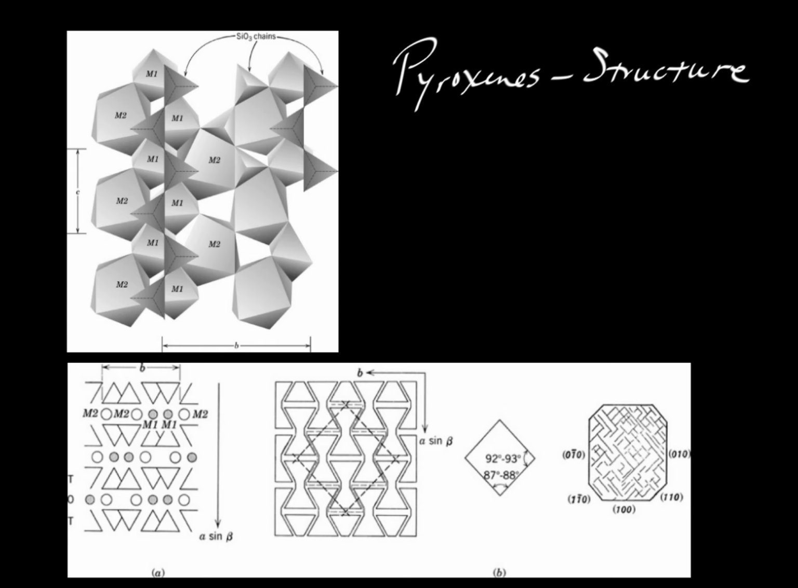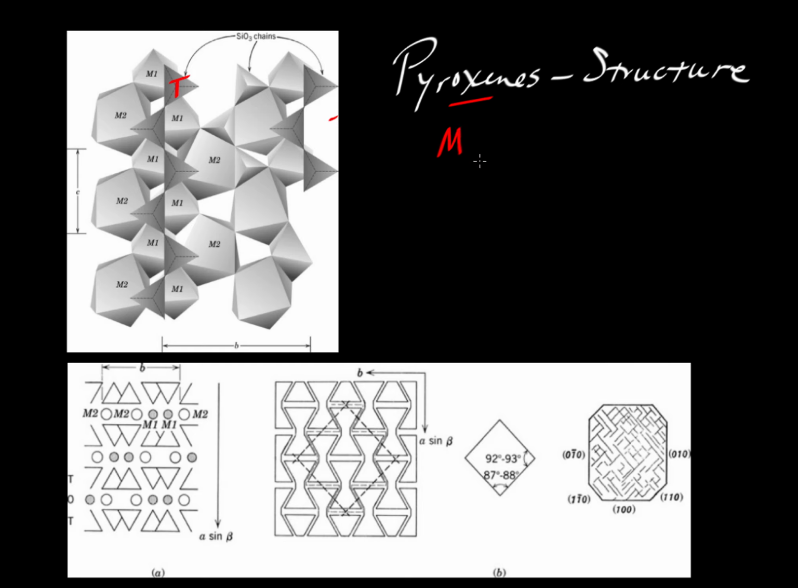So we're going to use these very nice diagrams from Dutrow and Klein to illustrate the structure of pyroxenes. In this top diagram here, we have the M1, M2 sites and the tetrahedral sites. We'll just draw a T over this little triangular figure right there.